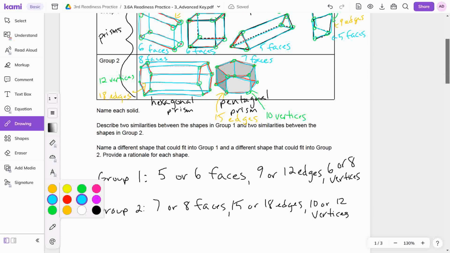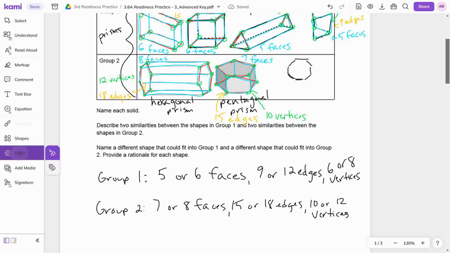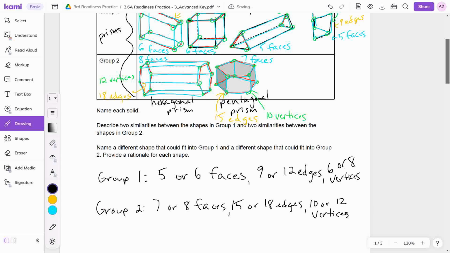Now, if I wanted to draw a different shape here, let me see if I could draw an octagonal prism. Now, if I draw an octagonal prism, it's not necessarily going to fit my description, so I'm going to need to change my description, right? So let me see if I can make it a little bit better. And you know what, honestly, I'm going to do what this hexagonal prism did. I'm going to see if I can draw it on its side.